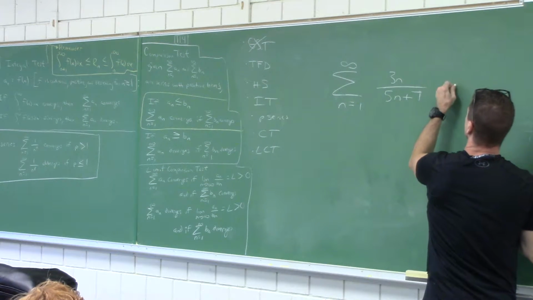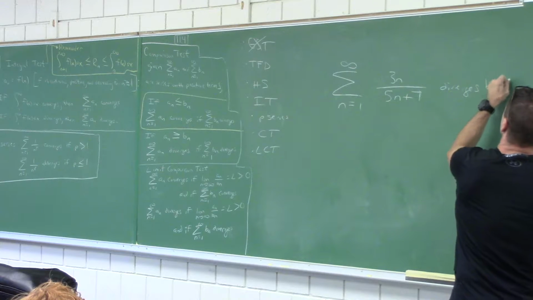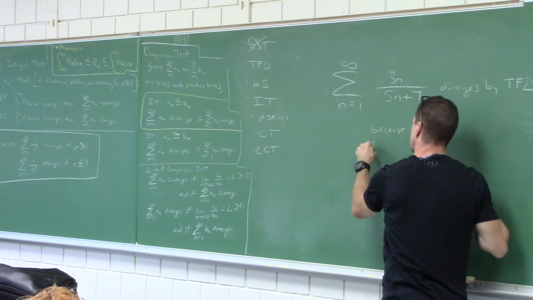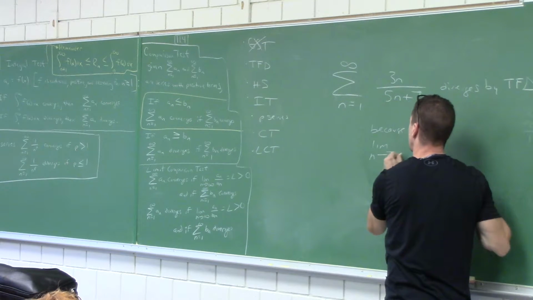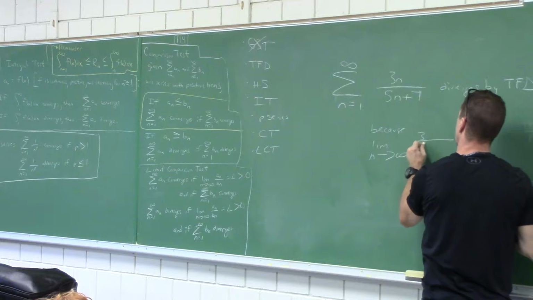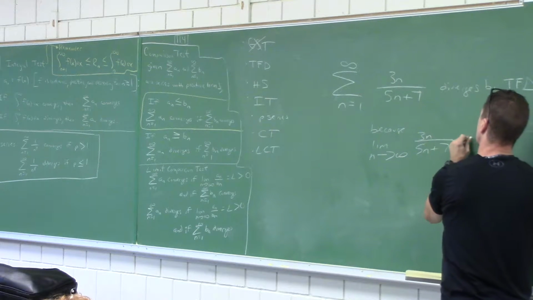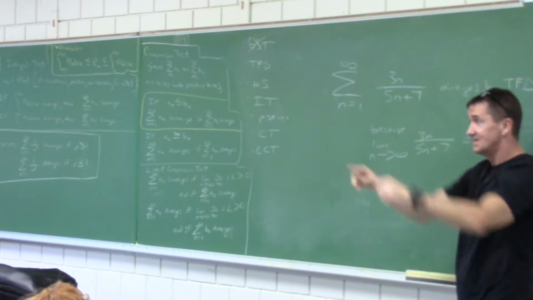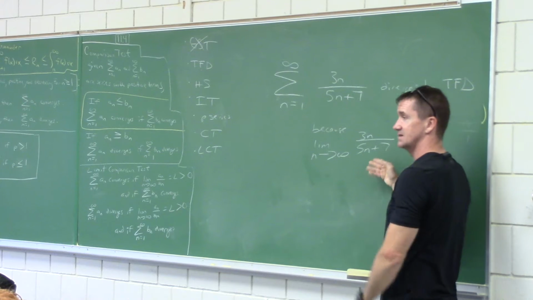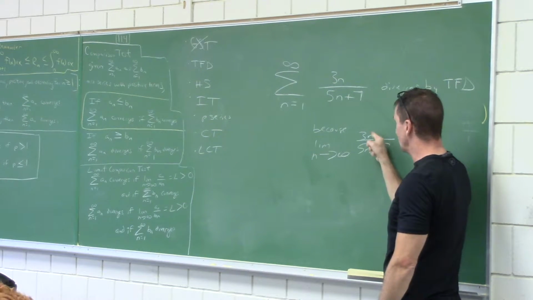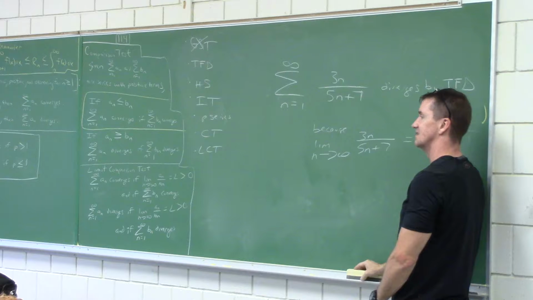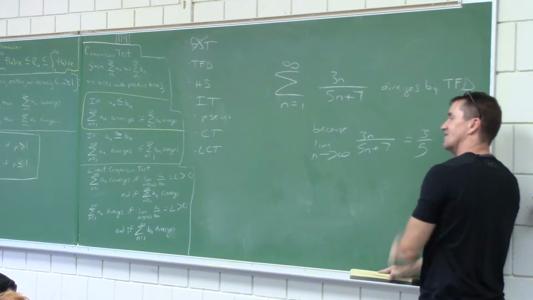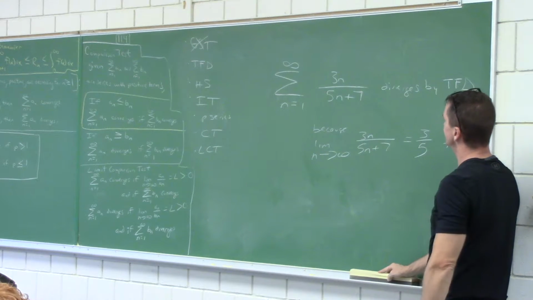This diverges by the test for divergence. We did it right at the beginning. Because, now let me write this down, why? Because the limit, as n approaches infinity, of 3 over 5n plus 7. And everyone, again, if you get confused on this limit, you can do L'Hopital's rule. But does anybody know what that limit is? It's got a horizontal asymptote at what? The powers are the same. What's that limit? 3/5. Is that equal to 0? No. And so, there we go.